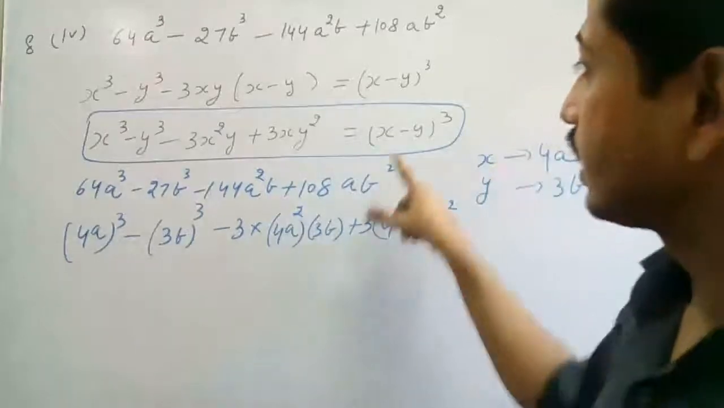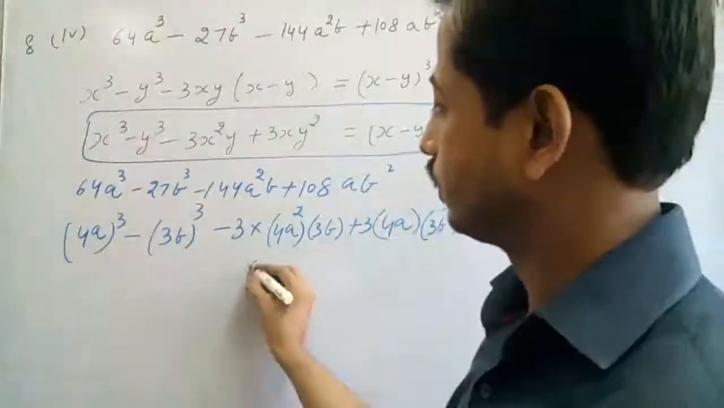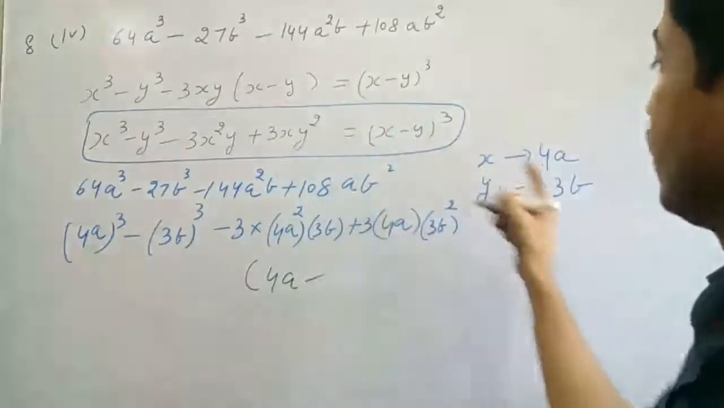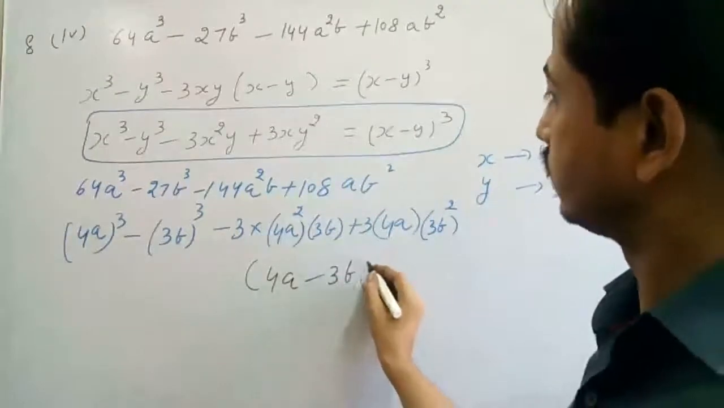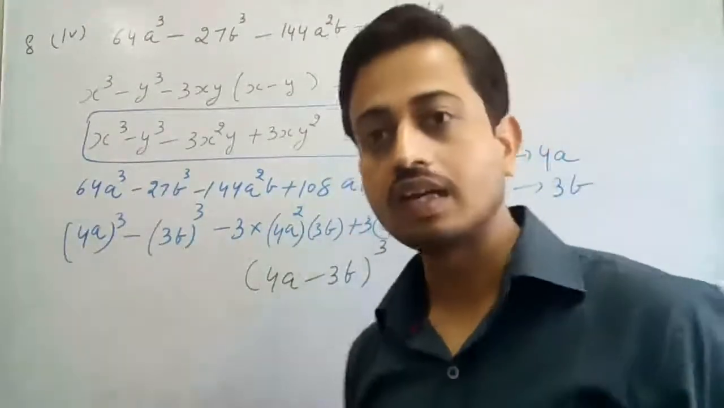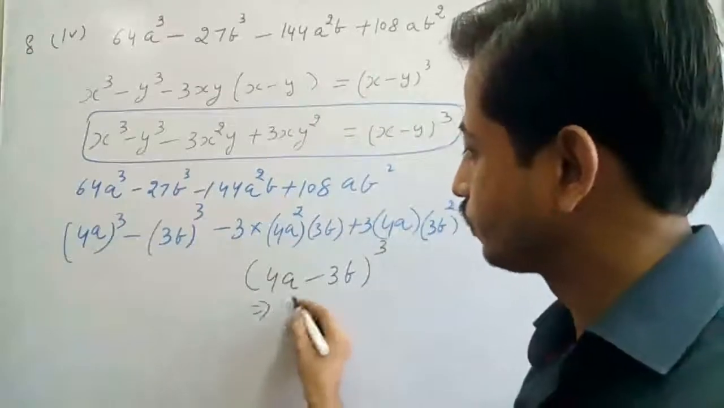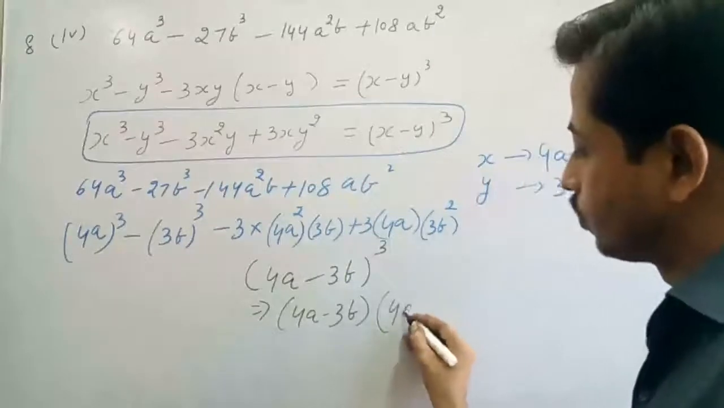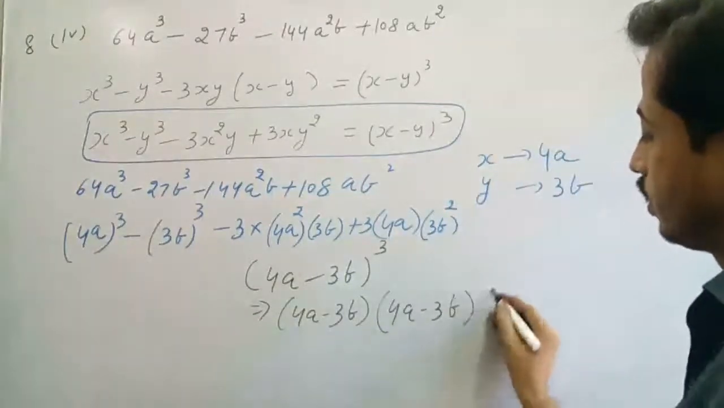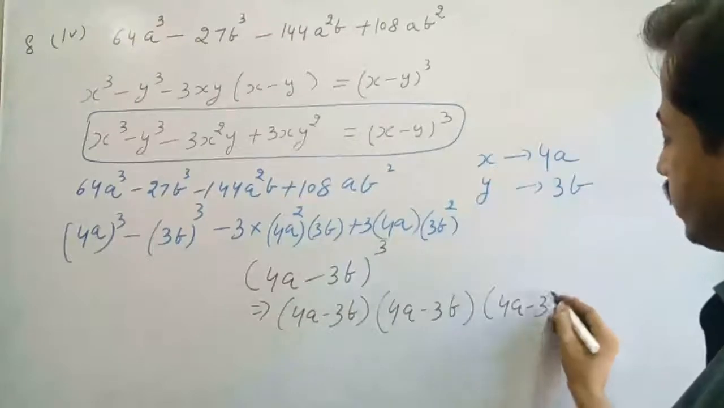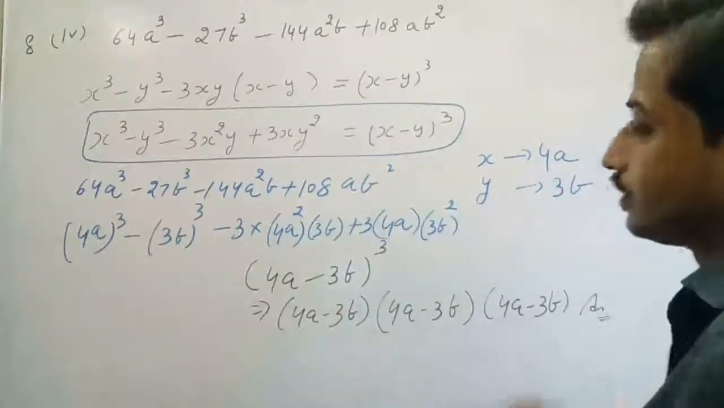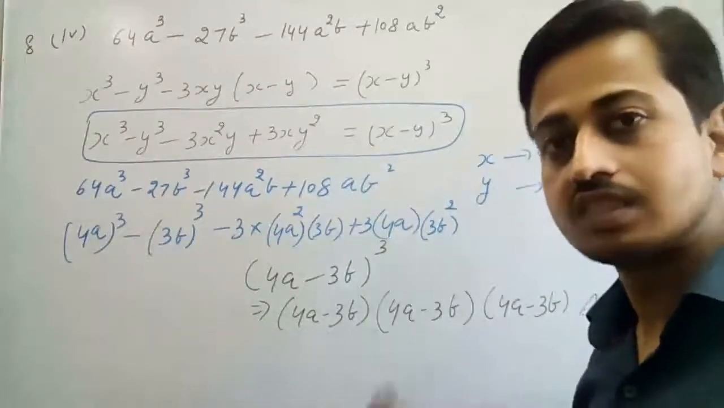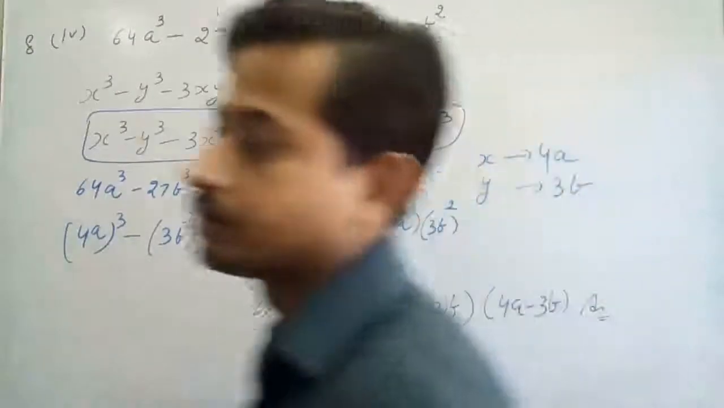So the answer is x minus y whole cube, and we know x is what? x is our 4a minus y is what? 3b. So this is our answer. So we can write in terms of factors form also, 4a minus 3b, 4a minus 3b, 4a minus 3b. This is the answer. I hope you understand this concept very quickly and in the easiest way. So please make a note.